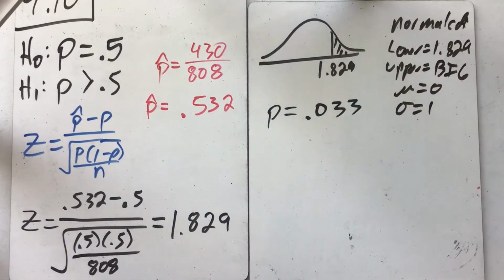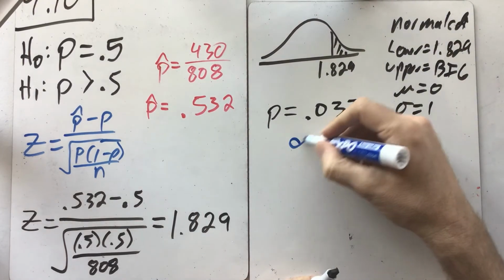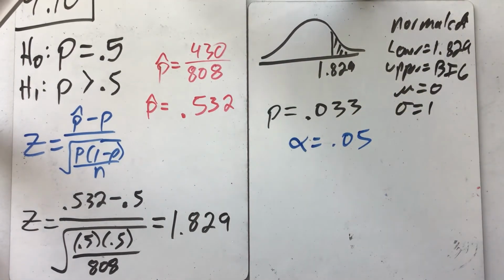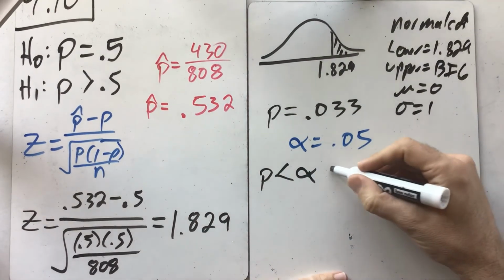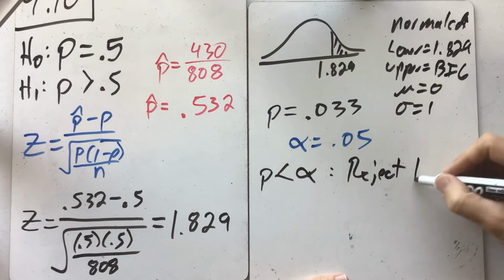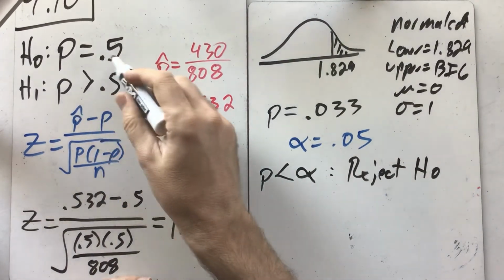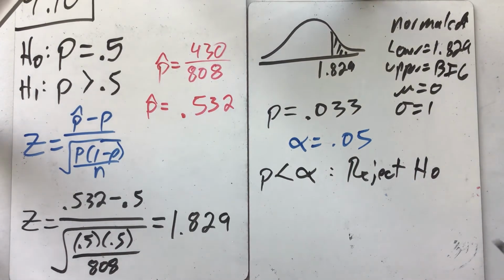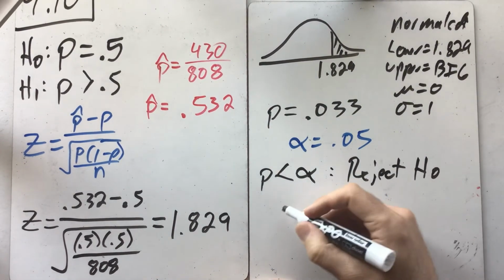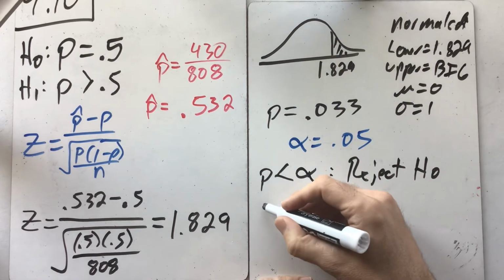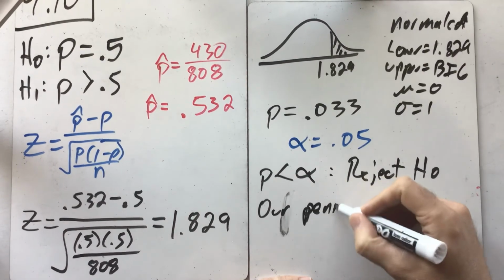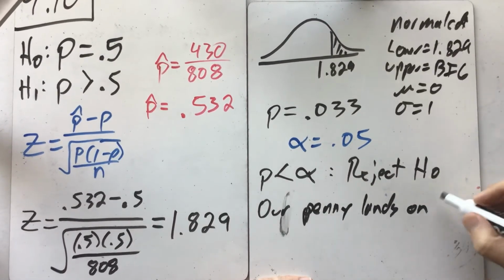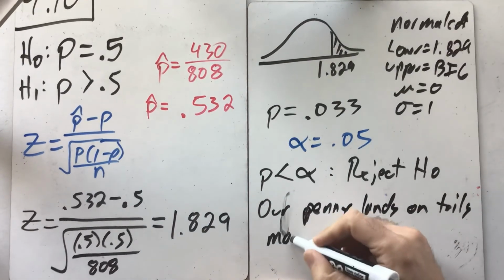If I did it correctly, I got 0.033 for my p-value. Now we're going to compare this to alpha equal to 0.05. What do I notice? I notice that p is smaller than 0.05, so p is less than alpha. So what does that mean? That means I reject H naught. So my hypothesis that they land on heads and tails an equal amount of time is not true. Instead, we reject H naught. And so what does that mean for our test? That means our penny lands on tails more than heads.